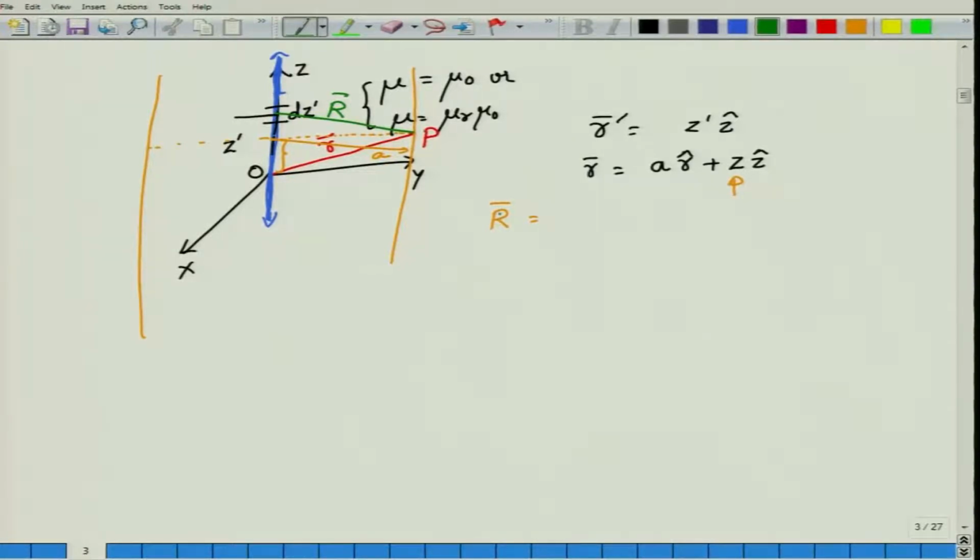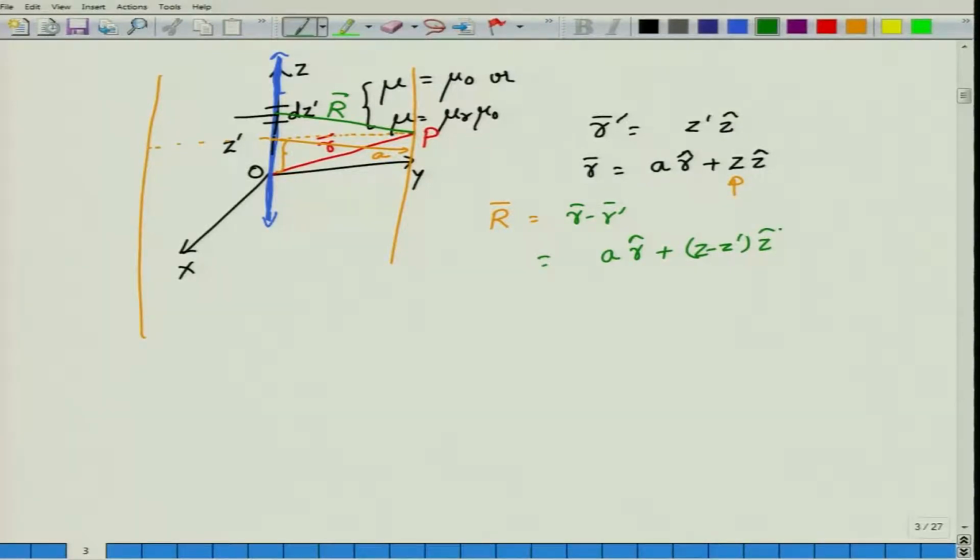So, this R now is of course defined as r minus r prime vector, correct. So, this is the position vector of the field and this is the position vector of the source, and I know these two values in this cylindrical coordinate system. So, I can write this as a r hat plus (z minus z prime) z hat.